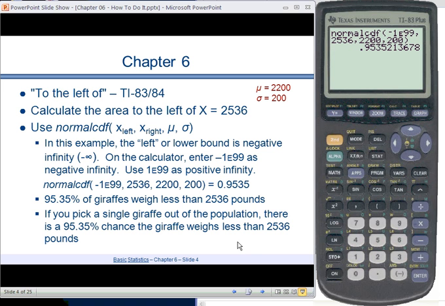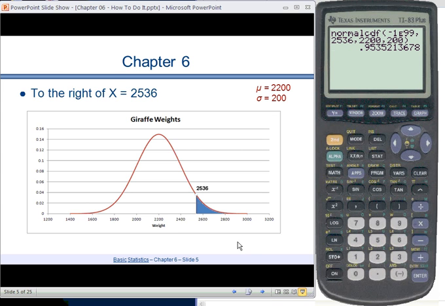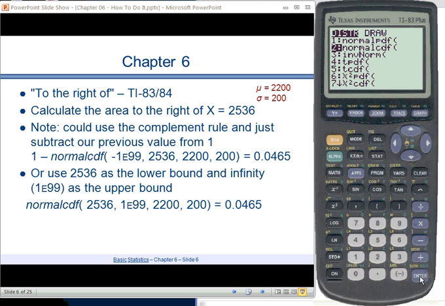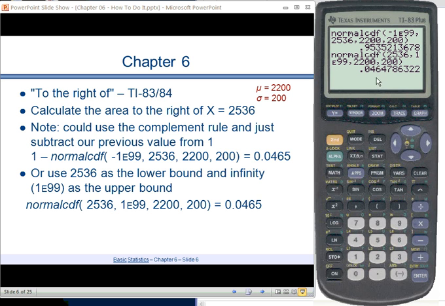If we were going to do a to-the-right-of calculation, like what's the area to the right of 2,536, I would need to put 2,536, comma, 1E99 in. And again, to do that, you go DISTR, pick normal CDF, and you put 2,536, comma, 1, and I still have to use this EE to get the E in there, comma, 2,200, comma, 200. Okay, and there's my 0.0465.